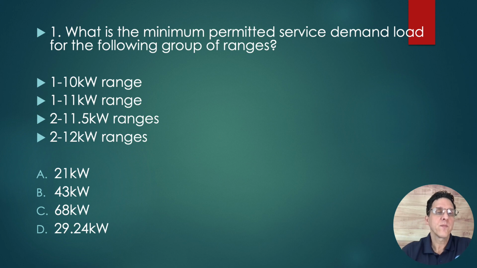Okay, let's figure out the demand for this group of ranges. There's a total of 6 ranges in this group, some of which are rated less than 12. So we have to use 12 at a minimum for each range less than 12 when we're calculating the total connected load. So take a moment, and when you're done, you can restart the video and I'll give you the answer.